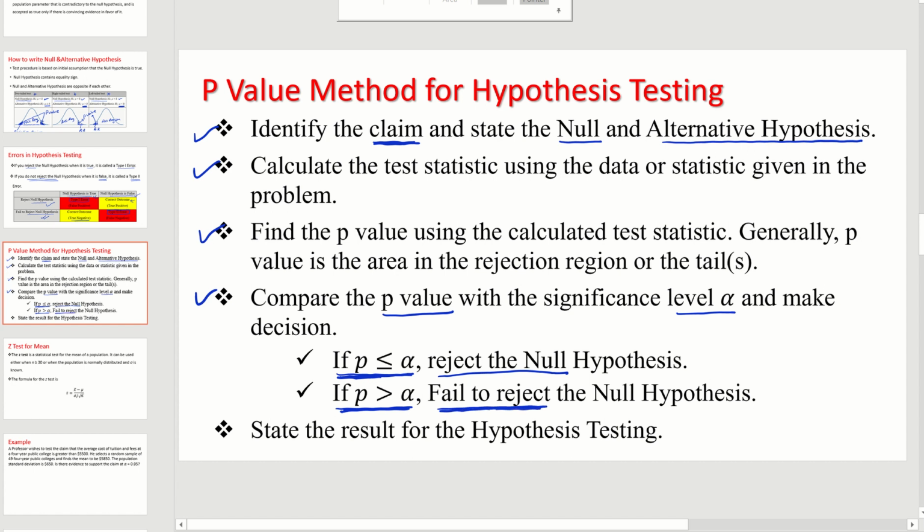That means in this case, when you reject the null hypothesis, you support the alternative hypothesis. When you fail to reject the null hypothesis, meaning of that is you are supporting the null hypothesis. So once you perform all these 4 steps, on the final step, you are going to state the result for your hypothesis test. In the upcoming videos, we are going to look at examples on how we are going to use this p-value method to perform hypothesis testing.